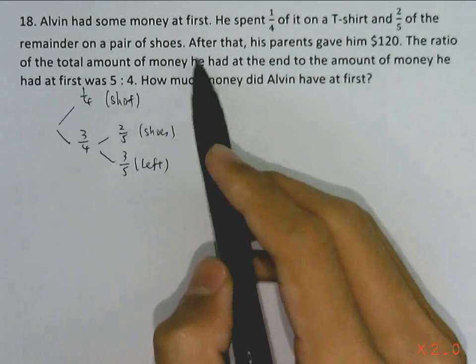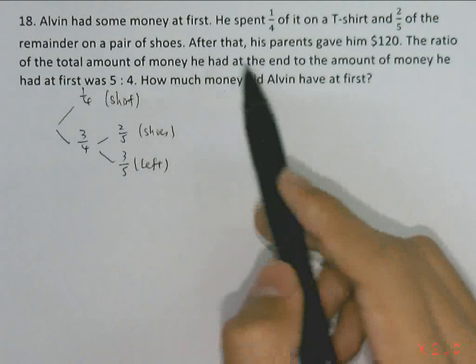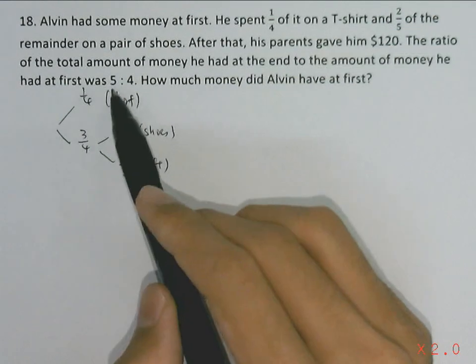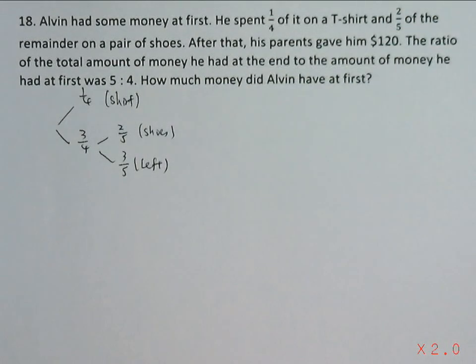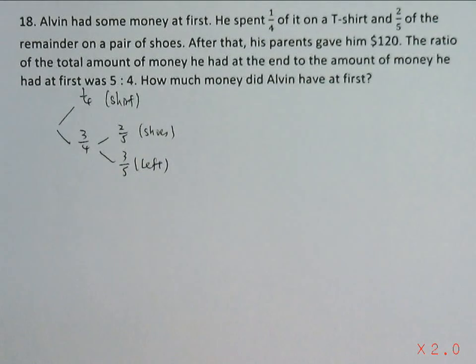Alright. So after that, his parent gave him $120. The ratio of the total amount of money he had at the end to the amount of money he had at first was 5 to 4. So to do this, we first have to find out what's the common ratio throughout here.